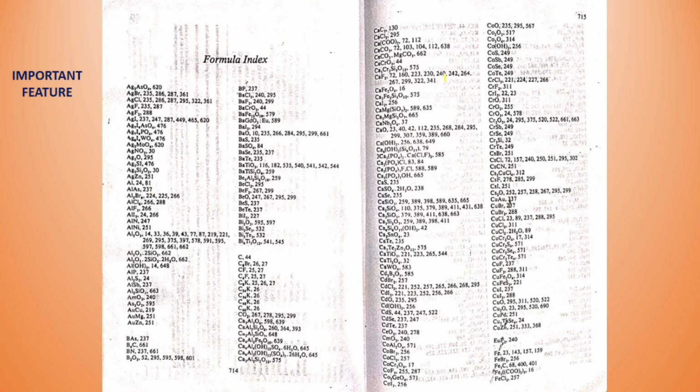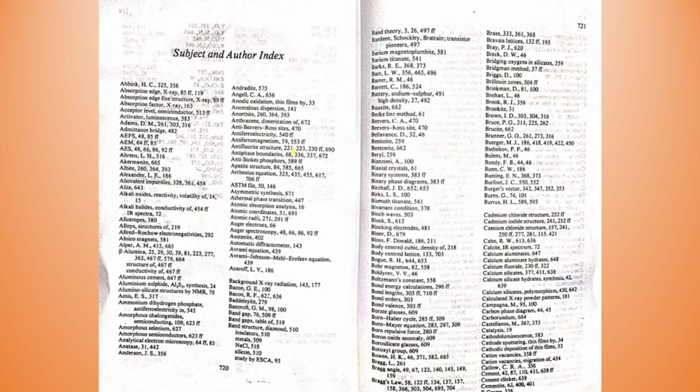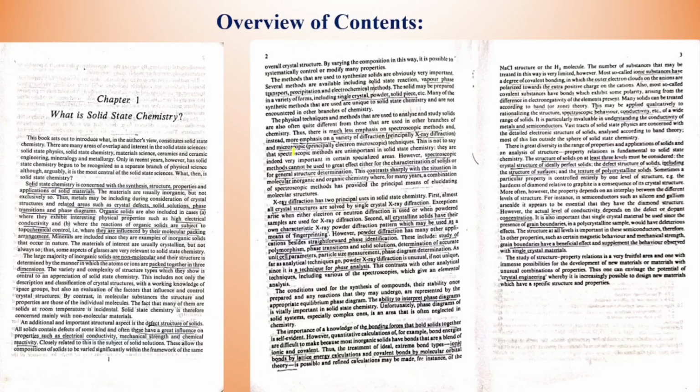So you can find the chemical formula of the corresponding crystal or amorphous material or ceramic, whatever it might be. You can go to the corresponding page and read it. Okay, and there is a subject and author index also, that's common, but this is also an important feature of this book, and an overview of the content. So we are moving on to discuss the content part.